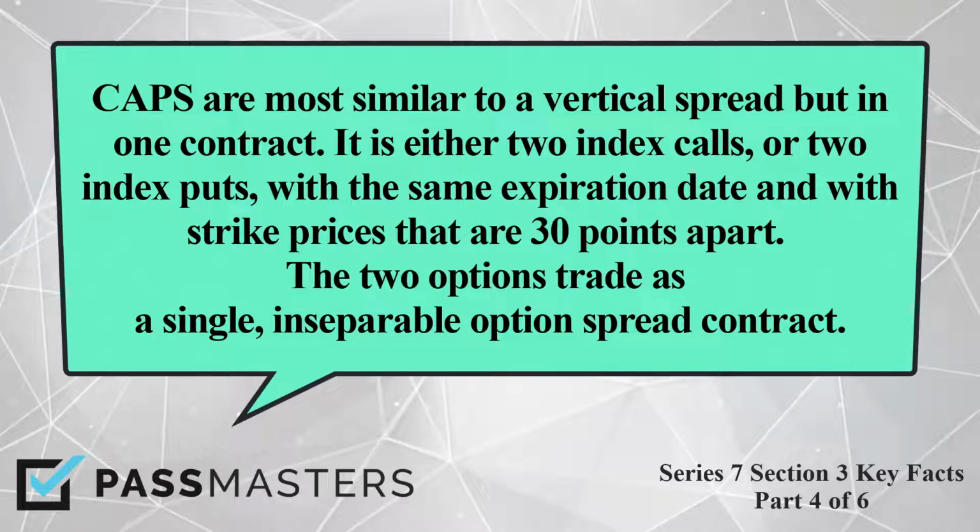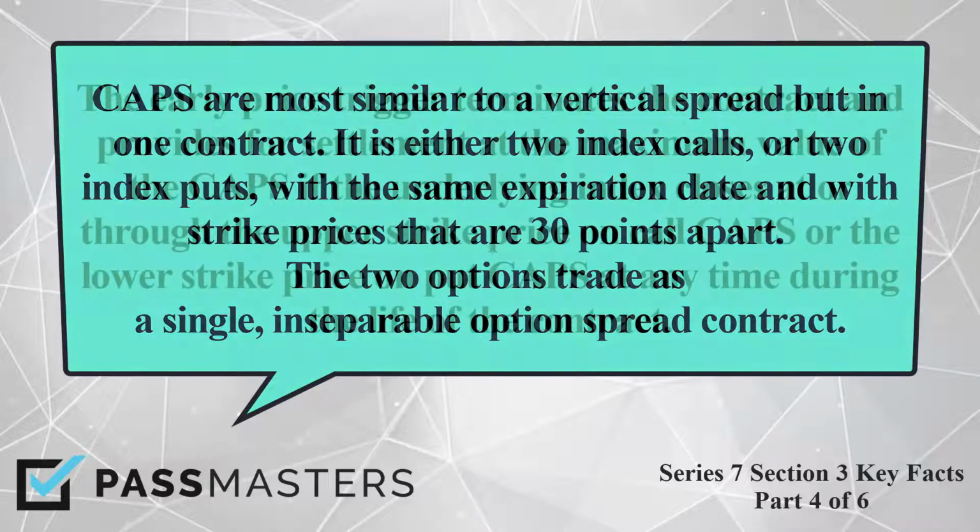Caps are most similar to a vertical spread, but in one contract. It is either 2 index calls or 2 index puts, with the same expiration date and with strike prices that are 30 points apart. The 2 options trade as a single, inseparable option spread contract.